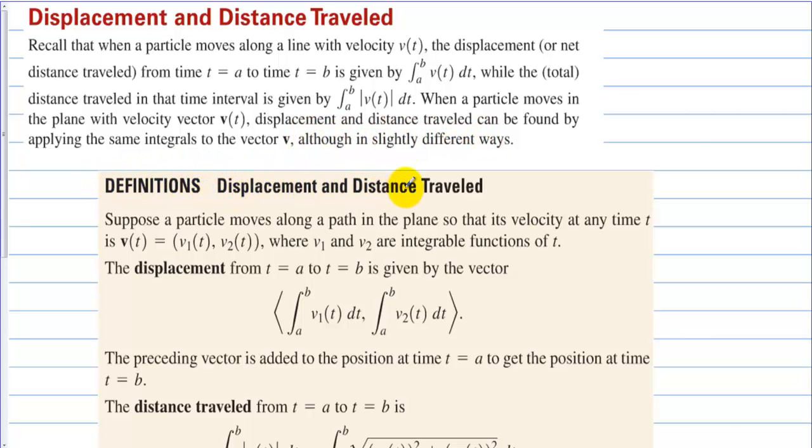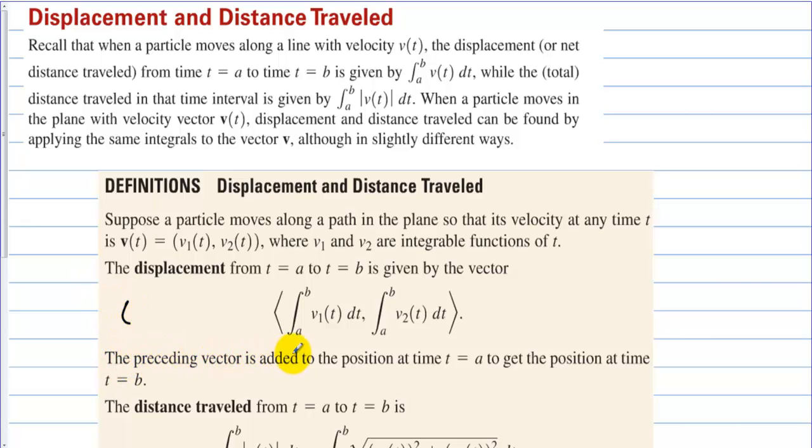Definition: displacement and distance traveled. Suppose a particle moves along a path in the plane so that its velocity at any time t is v of t equals v1 of t, v2 of t, where v1 and v2 are integrable functions of t. The displacement from t equals a to t equals b is given by the vector. Now this is displacement. Now if we wanted position, this is what this talks about.